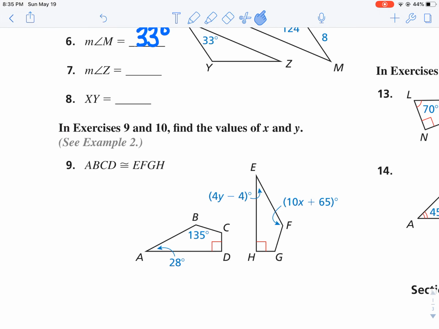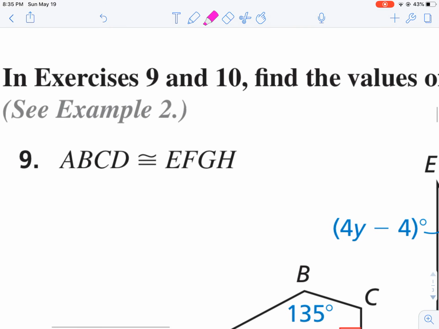I've had a number of questions about examples just like this one, so I'm going to walk you through how examples like this one would work. Alright, so at the very beginning, you want to look at the information they give you. So we know that quadrilateral ABCD is congruent to quadrilateral EFGH.